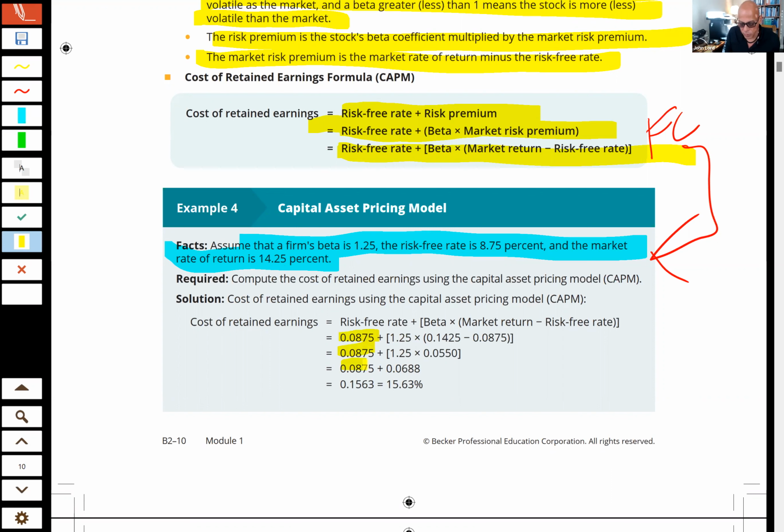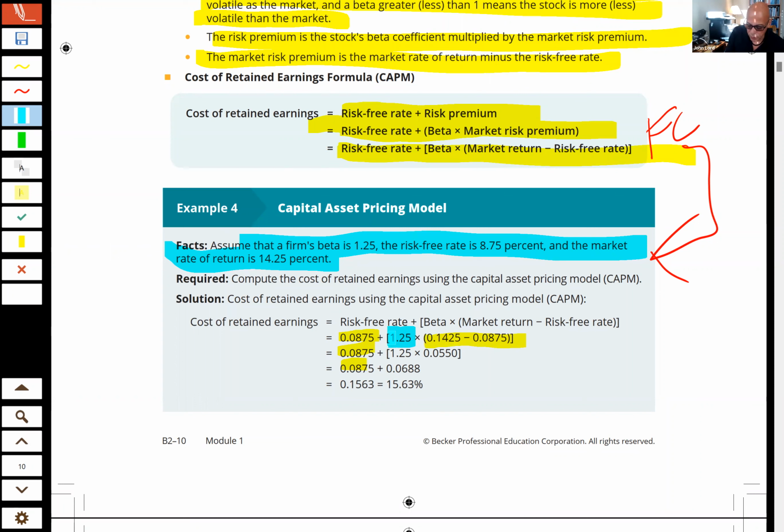Now, how do we get the risk premium? We take the market rate, which is 4.25, and we subtract off the risk-free, so we just get that premium. But then we have to multiply that times the beta. So apparently this stock is what? More risky than the overall market.